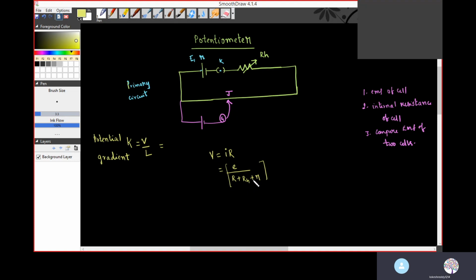Into R. R is the resistance of the wire.